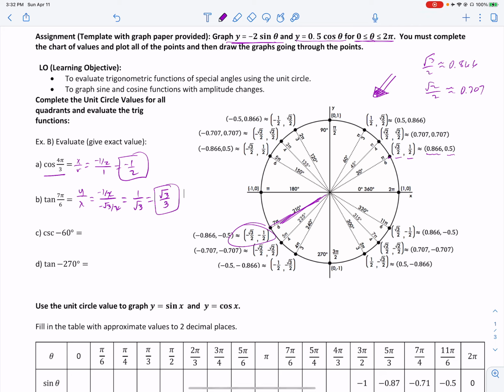Remember, all students take calculus. The tangent and cotangent are positive in quadrant 3. The other 4 are negative.